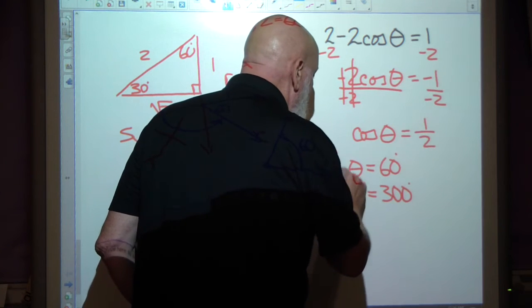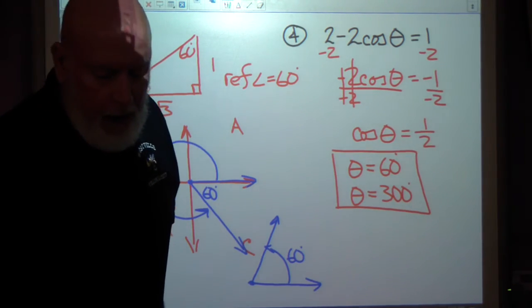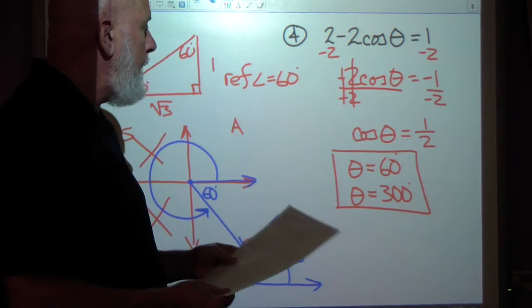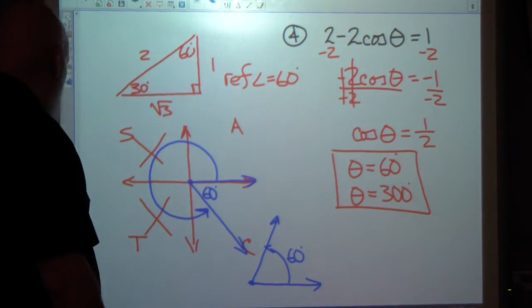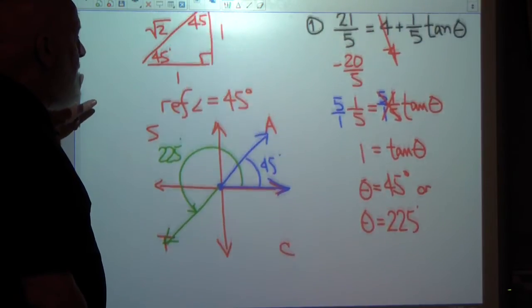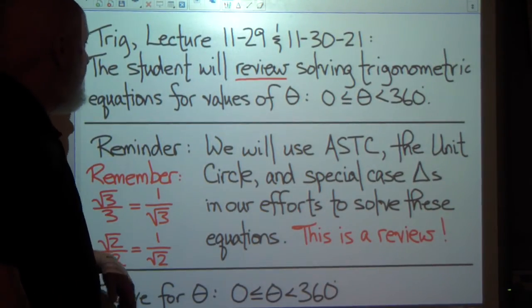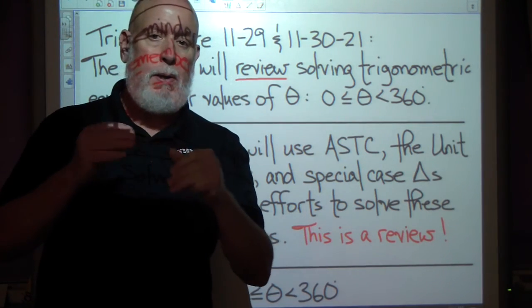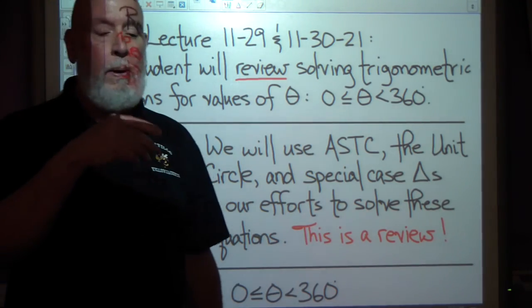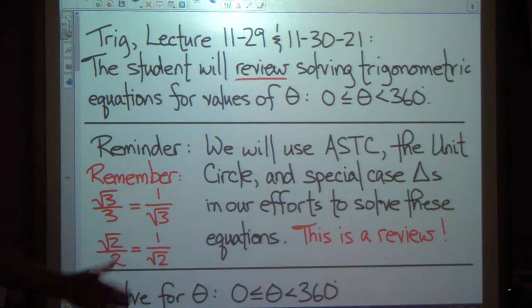I'll check just a second, and we'll be done with this silly lecture. We'll get into some other things in the next lecture. Let's see if I got it right. 60 and 300, yay! So there we go, a little walk down memory lane. We're doing this for a reason. You know you can do this because you've done it in the past. Hey, I should have used 2 colors. So there we have it, solving trigonometric equations for theta such that 0 is less than or equal to theta, which is less than 360 degrees. One trip around. You can do this.